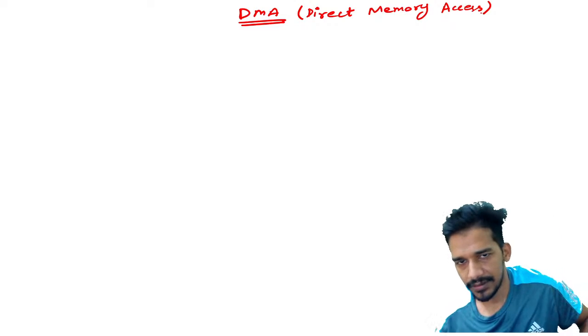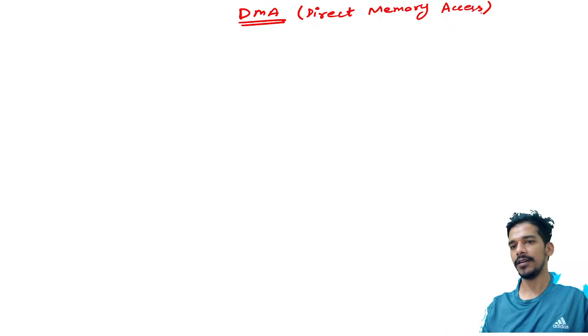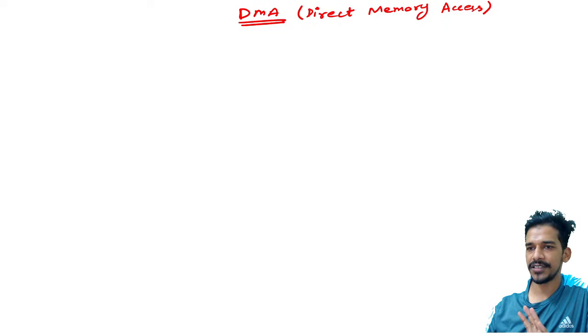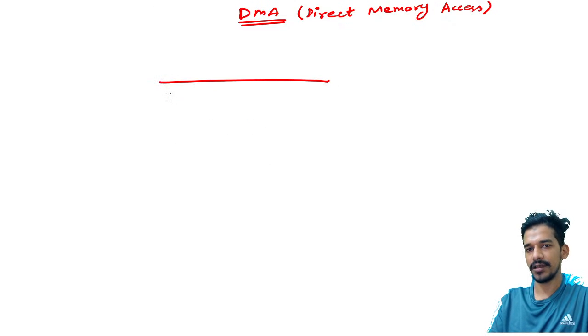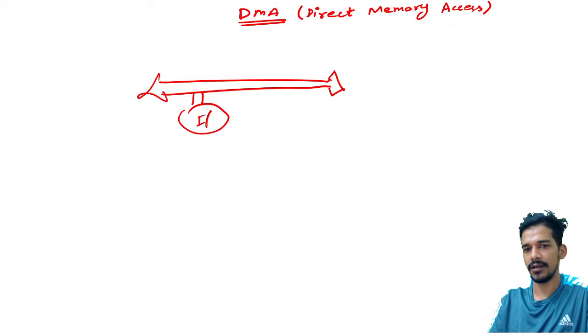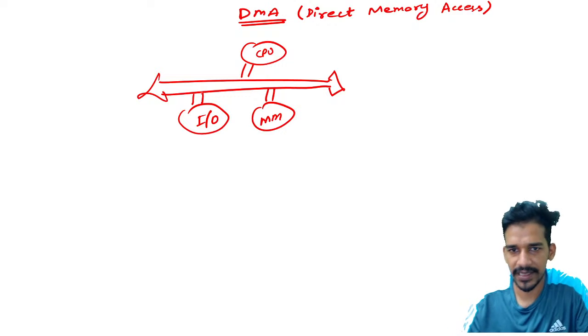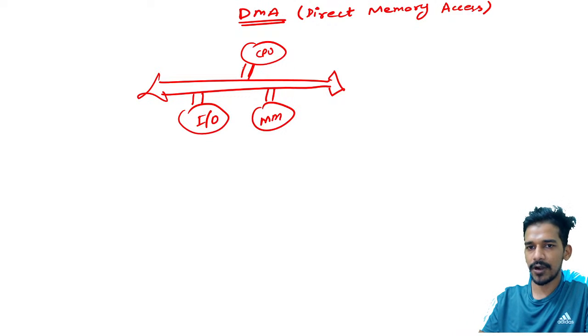Okay, so DMA is a very useful technique to transfer the data from input output devices to main memory, specifically from disk to main memory. We know that we have this system bus, and all the input output devices, memory and CPU are connected to this system bus. The question is, if you want to transfer the data from input output devices to main memory, how should we transfer this data?